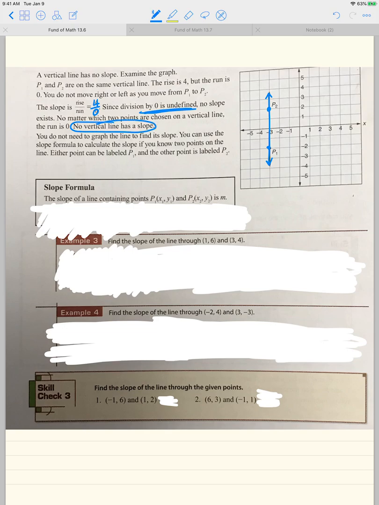Okay? So, key here, horizontal line, always slope equal to 0.